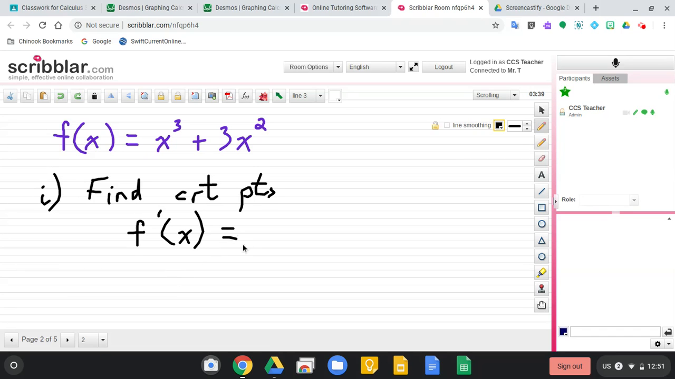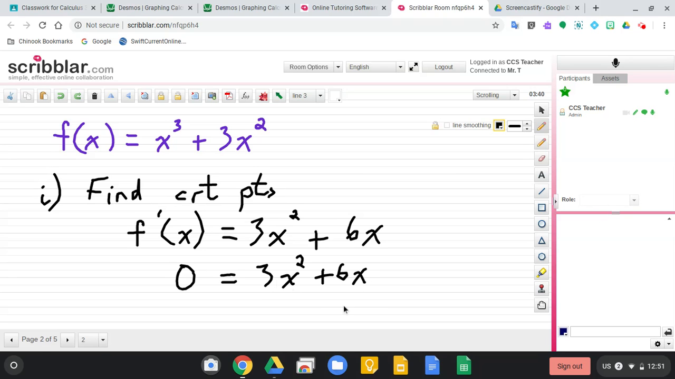And so I'm just going to use the power rule. The derivative of x cubed is 3x squared. The derivative of 3x squared is 6x. Once I have this, I take my first derivative and set it equal to 0. 0 equals 3x squared plus 6x. And now I need to solve this equation.